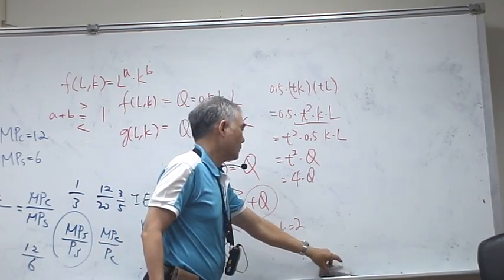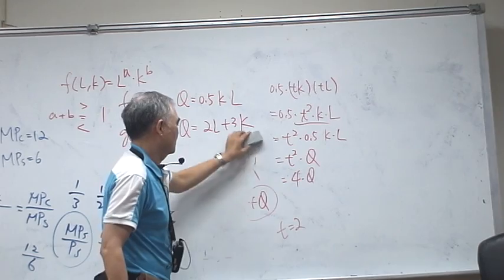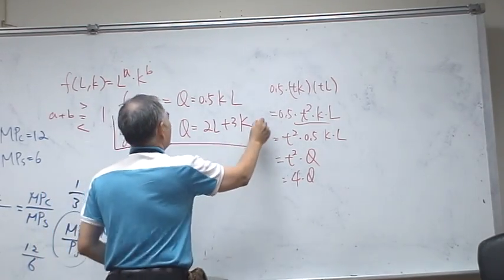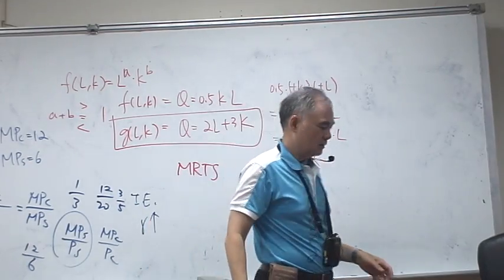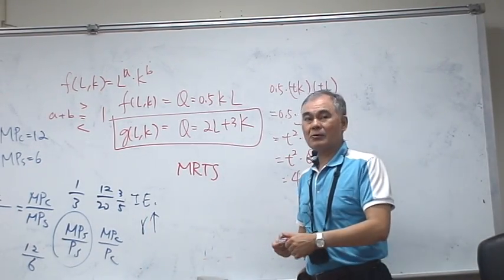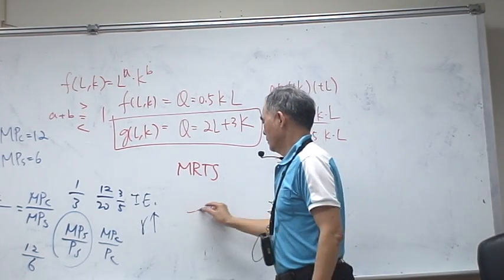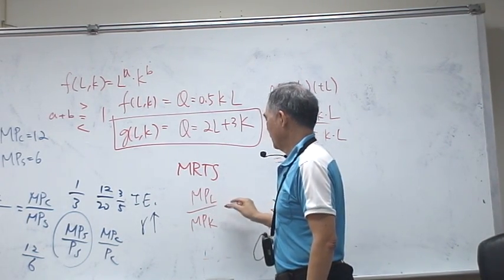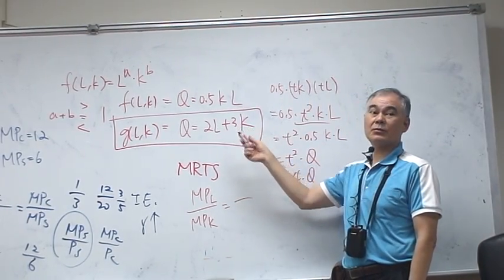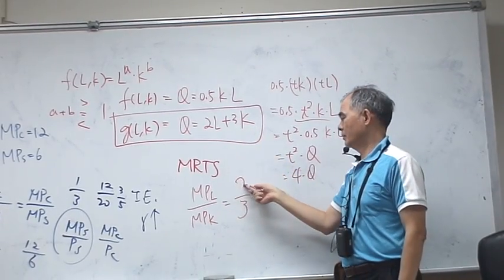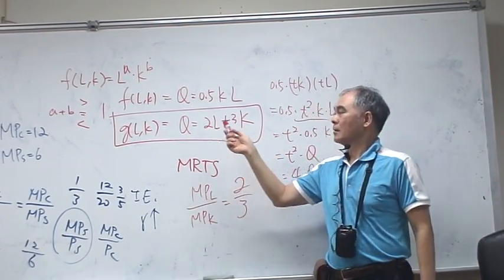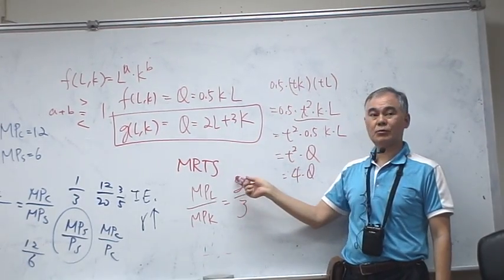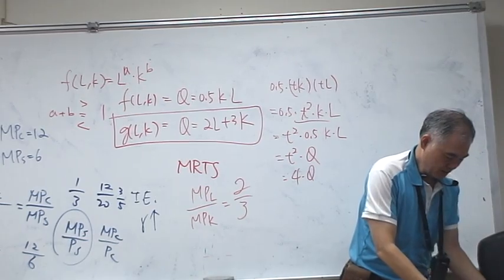Now the question is, what is the MRTS for this production function? It is MPL over MPK. MPK is equal to 3, MPL is equal to 2. So what does that mean? These two inputs are perfectly substitutable at the rate of 2 over 3. So we are done with question 3.